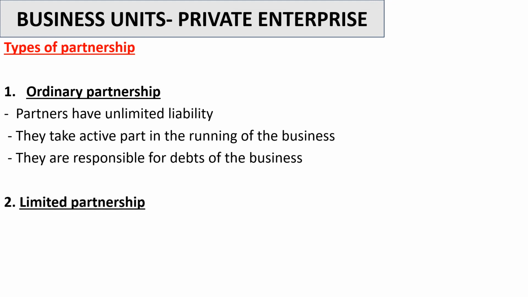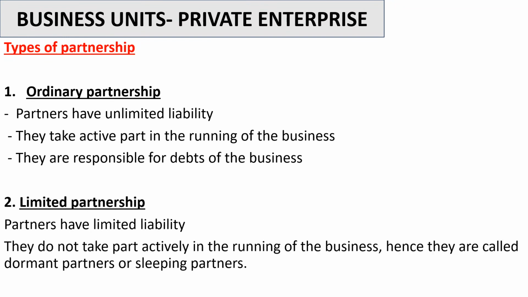Then the other type of partnership is called a limited partnership. In this limited partnership, partners have limited liability, meaning that in case the business has a debt, it will be the business that will pay, not the partners. The other characteristic of a limited partnership is that the partners do not take part actively in the running of the business. Hence, they are called dormant partners or sleeping partners. They have put the resources together, but they don't take part in the running of the business.